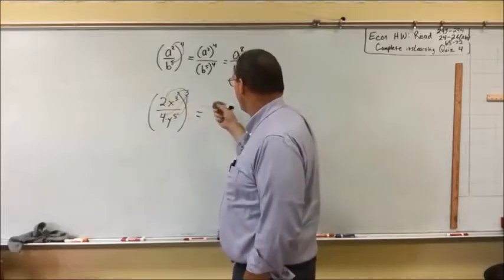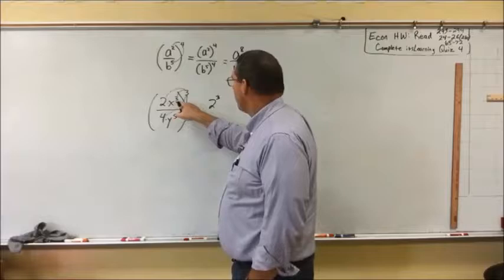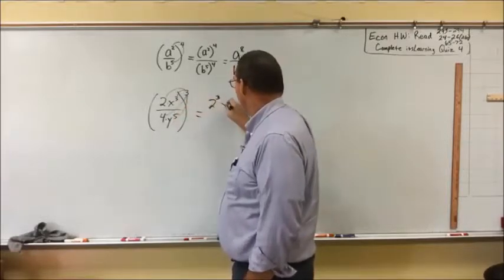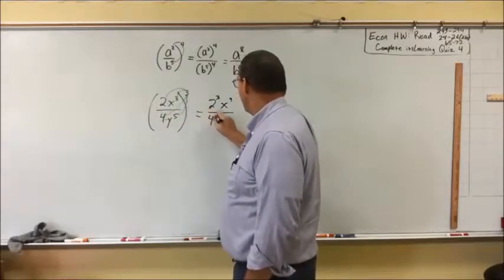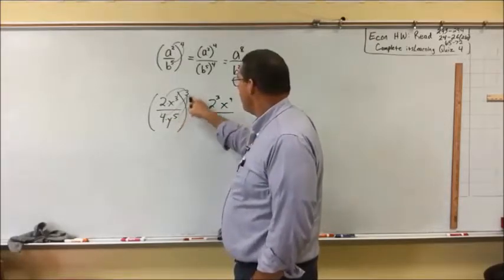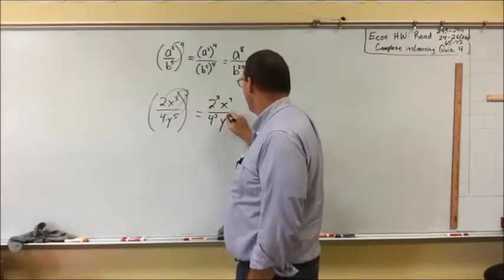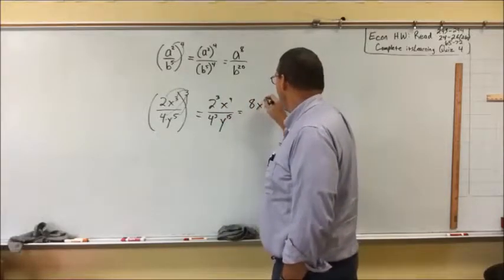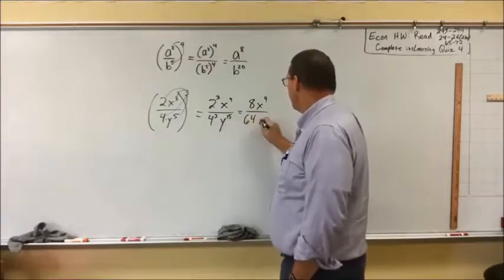So the 3 is going to go on the 2. So I'll have 2 to the 3rd power. X to the 3rd to the 3rd. 3 times 3, that's 9. So that's x to the 9th. 4 to the 3rd power, and then y to the 5th to the 3rd. 5 times 3 is 15, so y to the 15th. And then 2 to the 3rd power is 8, so we have 8x to the 9th power over 4 to the 3rd is 64, y to the 15th.